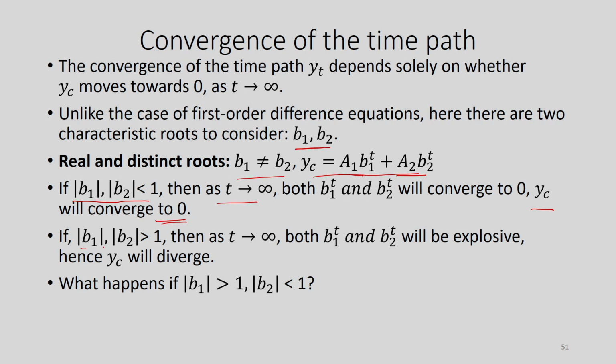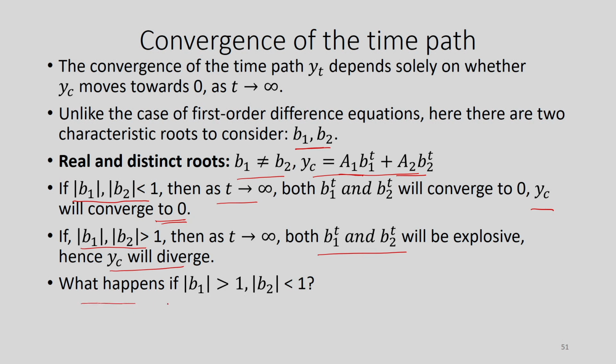What happens in the opposite case where the modulus of both of these roots is greater than 1? In that case, both b 1 to the power t and b 2 to the power t will be explosive, and y c will diverge. It can be oscillatory divergence, or it could be a monotonic divergence, whatever it is, but there will be divergence.